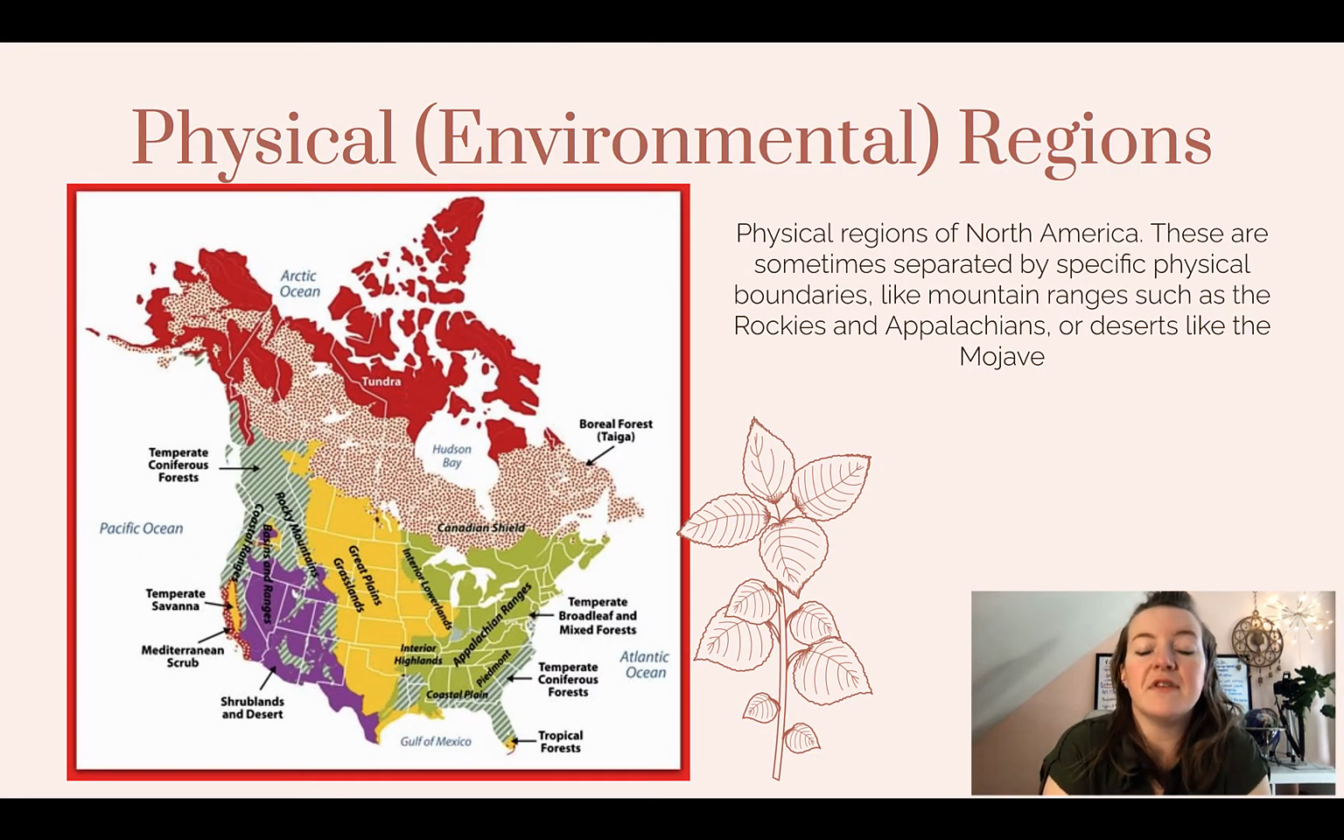Then we have the physical or environmental regions. These are sometimes separated by specific physical boundaries like mountain ranges such as the Rockies or the Appalachians, or by deserts like the Mojave.